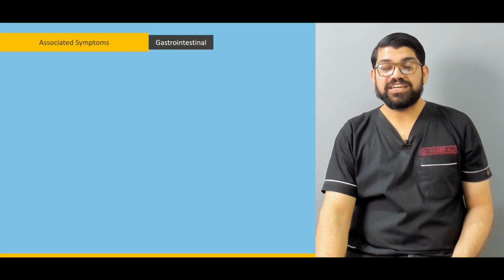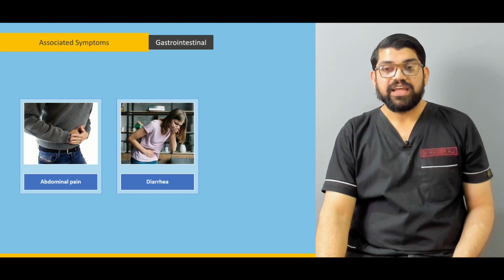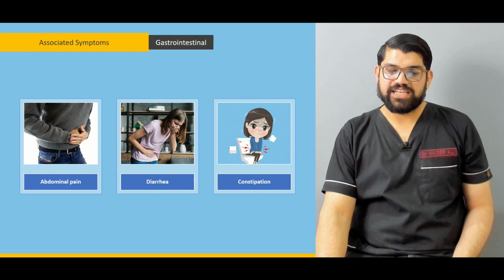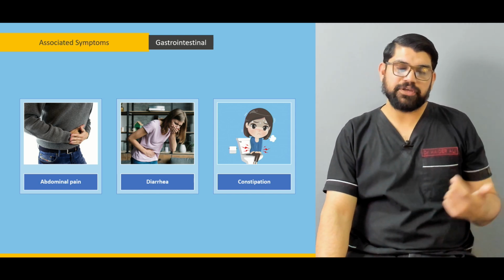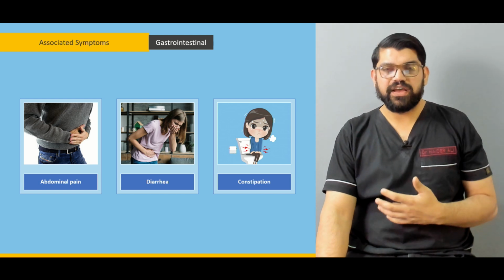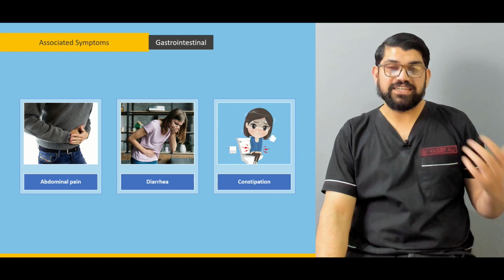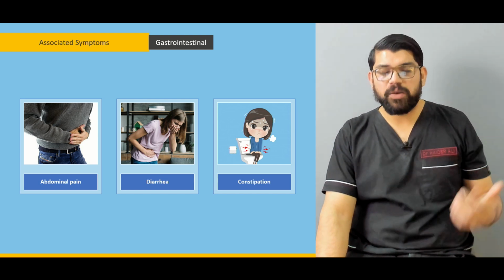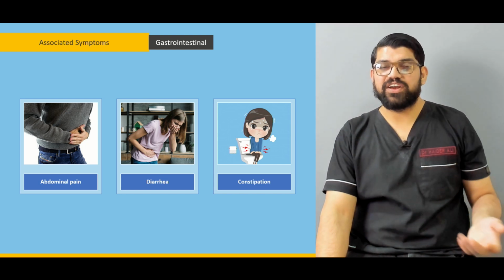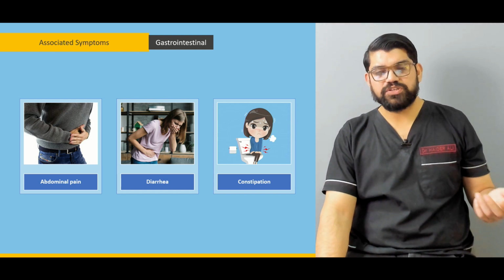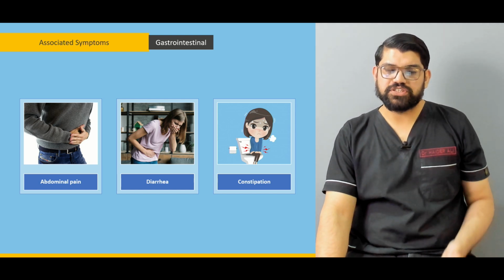Moving on to associated symptoms with vomiting: gastrointestinal, for example, abdominal pain, diarrhea, and constipation. As I mentioned before in the previous slide, abdominal pain is constant in patients with acute cholecystitis, acute pancreatitis, and right iliac fossa pain, while diarrhea and vomiting is most commonly seen in acute gastroenteritis. Acute gastroenteritis can be viral or bacterial, and all you need to do, if it's not life-threatening, is fluid resuscitation, and this patient could be sent home.